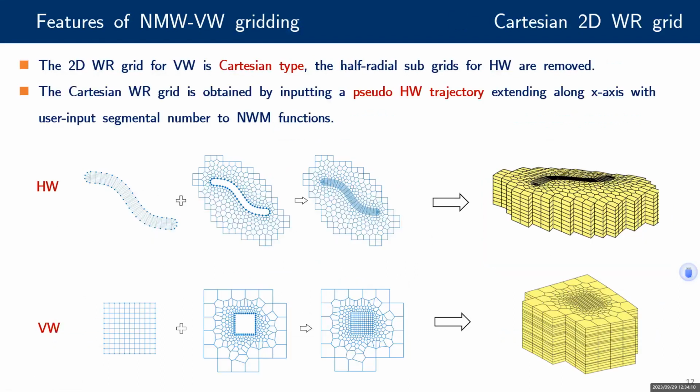Horizontal well grids are constructed along the Z direction, while vertical well grids are constructed along the Z direction. So the construction of the Cartesian 2D grid is a little different from horizontal wells. This Cartesian grid is still generated by the function for horizontal wells by constructing a vertical well trajectory. The vertical trajectory is centered on the projection of the vertical wells on the XY plane and extends along the x-axis.